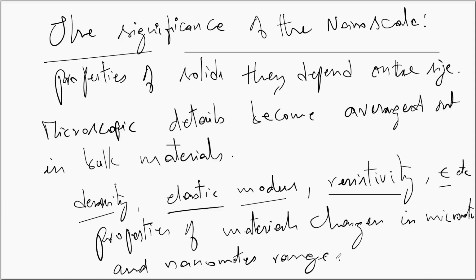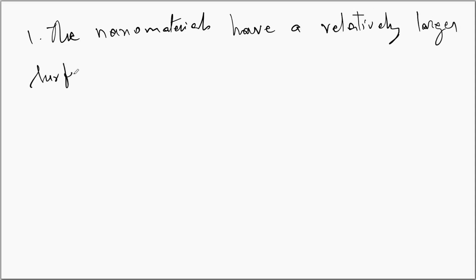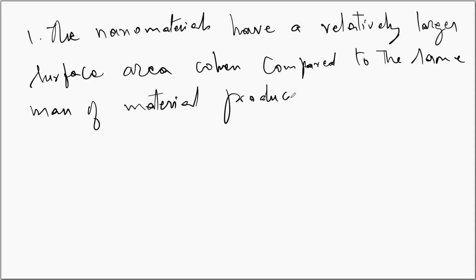Now we shall see the reasons why certain properties are exhibited by the nanoscale materials. The first one is that nanomaterials have a relatively large surface area when compared to the same mass of material produced in a larger form.